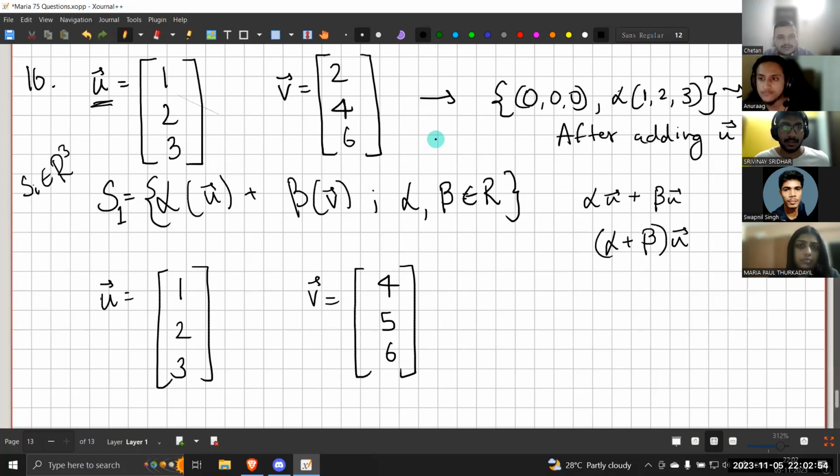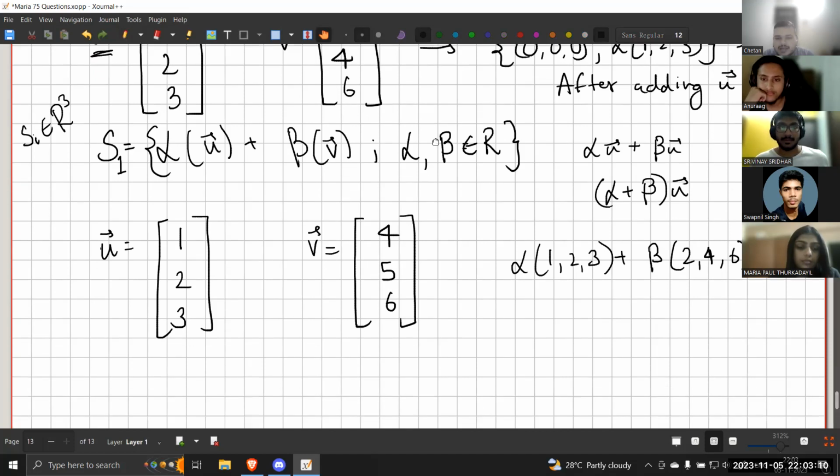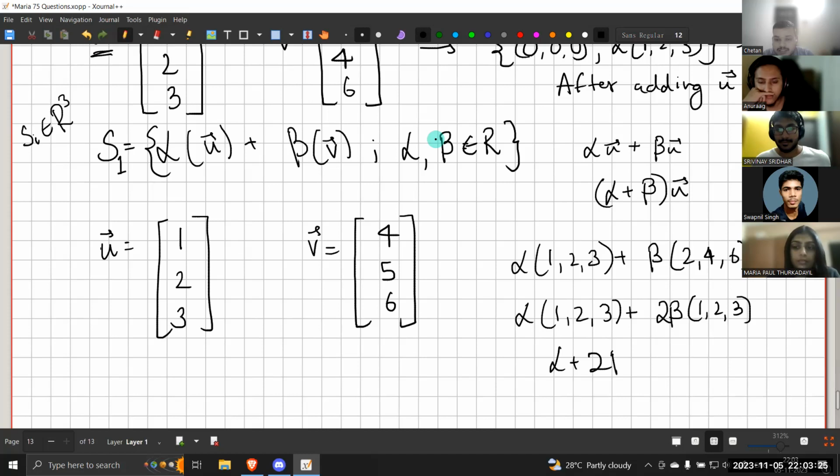Sorry, I lost you for a second. Yeah. Alpha times (1, 2, 3) plus beta times (2, 4, 6). Now can I see that my second vector is actually 2 times the first vector? Can I pull out that 2 from there? Can I see (1, 2, 3) plus 2 beta times (1, 2, 3)? And again, I take alpha and 2 beta common. I get alpha plus 2 beta times (1, 2, 3).